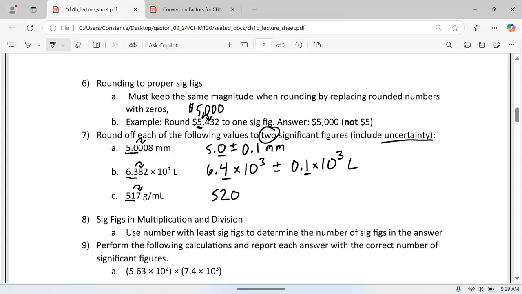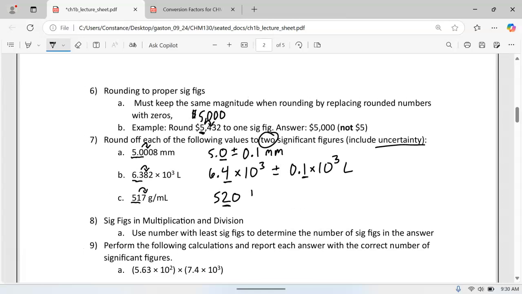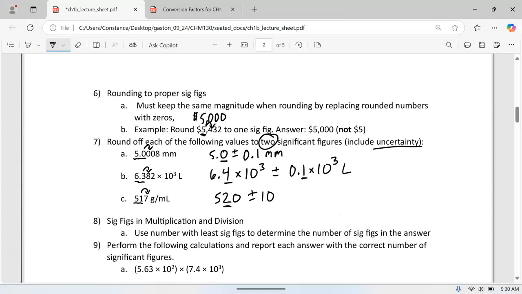520. So remember that I have to replace that 7 with a 0. Okay, I didn't have to do that in parts A or B because we were after the decimal. So whether I have 5.0 or 5.00, that's still 5, right? That's still 5. But in this case, I have to add the 0 to keep the magnitude. Okay, and then because the tenths place was where I stopped in significance, that would be plus or minus 10, and then grams per milliliter.